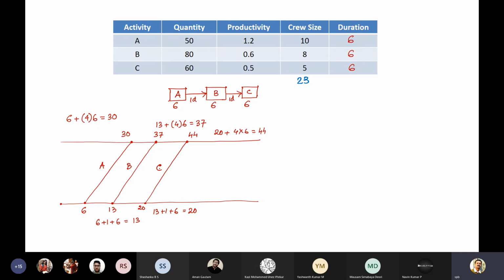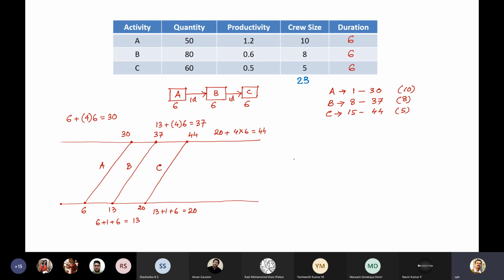Okay, so here let me again do that. For A, check that at this moment A is starting from 1 to 30, and it has 10 manpower. B is 13 minus 5, which is 8, to 37. So it has 8 manpower. And C is 20 minus 5, which is 15, to 44. So it is also having 5 manpower.